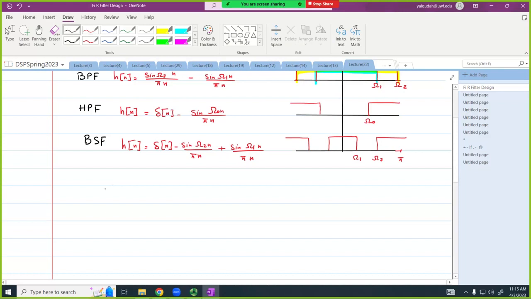So to practically design a filter, again, this impulse response is infinite. How do we make it not infinite? We chop it. What do we call that process of chopping the impulse response? Sampling? No. I mean, it's already discrete.